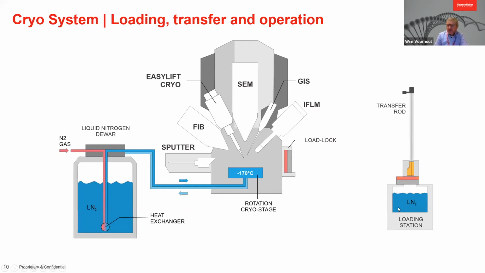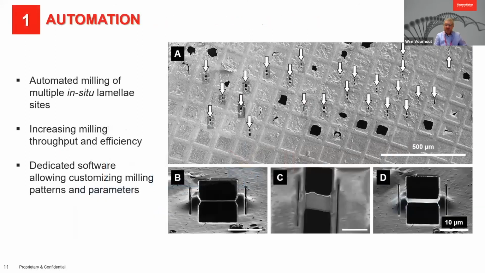Then we retract the sample from the loading station and put it on the load lock here. Still, your sample is cold. We vent it, and then you can insert your sample into the chamber of the dual beam system. And then with the gallium, you can thin down your sample, and in the meantime, you can do imaging with the SEM column.